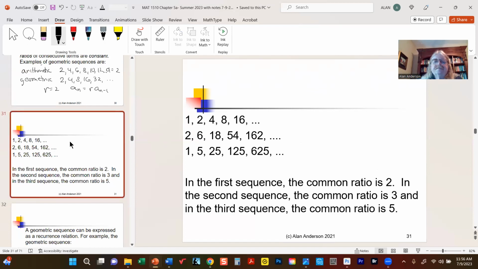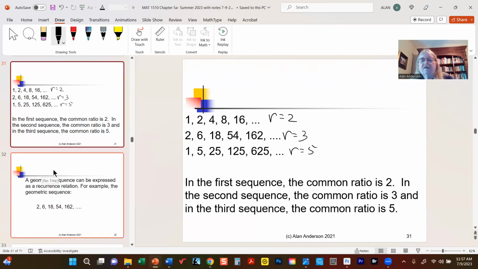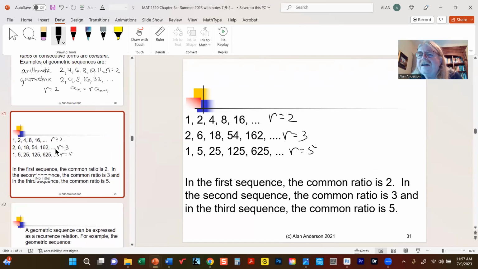So like in the first, here we see that r is 2, here r is clearly 3, and here r is 5. You should be able to tell just by looking at a sequence if it's geometric, because it changes very quickly compared to the arithmetic sequences. Now, I do want to mention here that the ratios do not have to be positive integers.